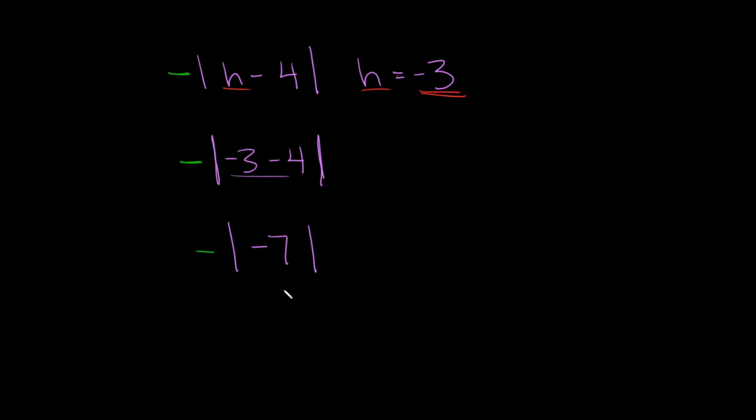So how would we solve this? Well, let's start with what's inside of these absolute value bars. So what's the absolute value of -7? Well, this negative sign right here basically just goes away, right? So we're just left with 7. But remember, we had this negative sign out here in front. It's not affected by the absolute value bars, so we keep it. So our answer is -7.